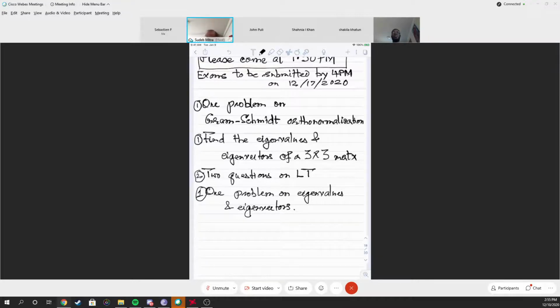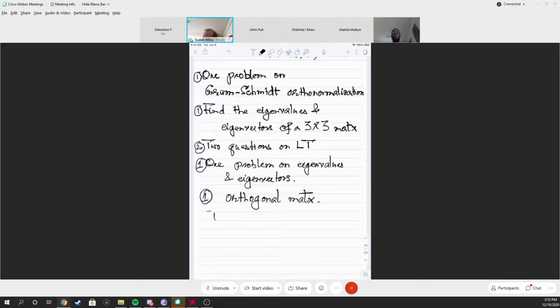And then, one simple question. Here, if you know the definition of orthogonal matrix, that's enough. This is a very simple problem I will ask you on orthogonal matrix. And then that's it. And then 2 questions.